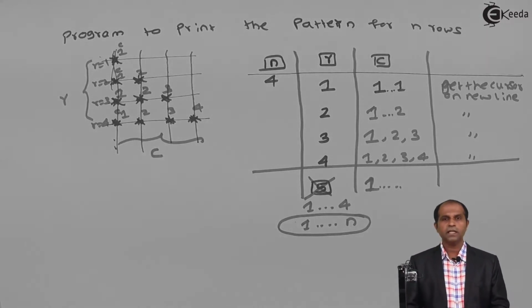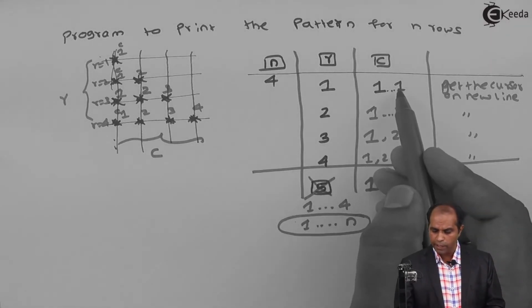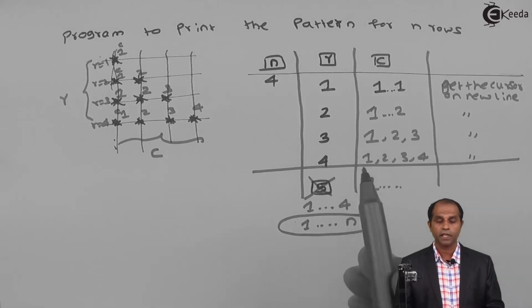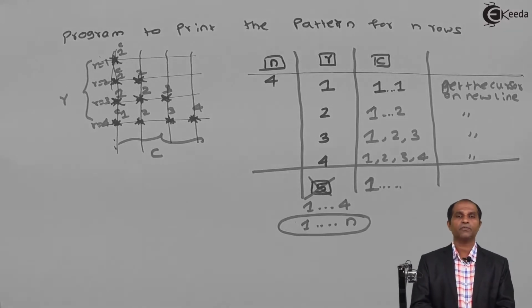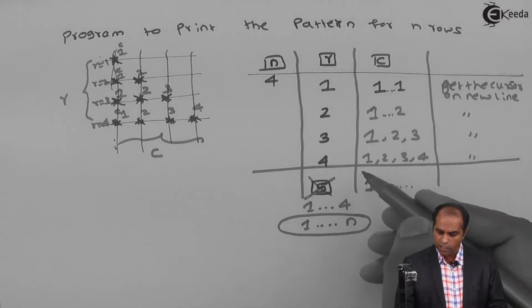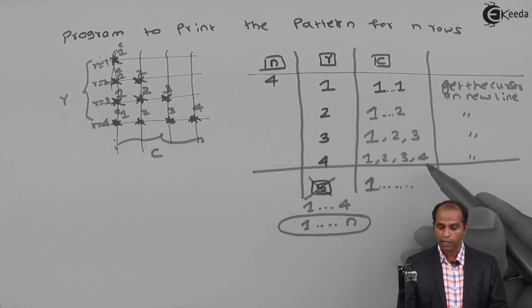But here, it doesn't end with a common number for every row. When I'm at the first row, it ends up at 1. When I'm at the second row, it ends up at 2. When I'm at the third row, it ends up at 3. When I'm at the fourth row, it ends up at 4. So in general, can I say that this will always start with 1 and end up with what? End up with the value R.